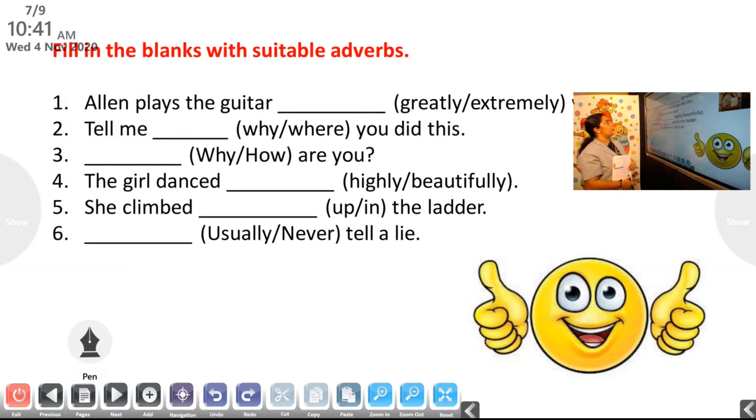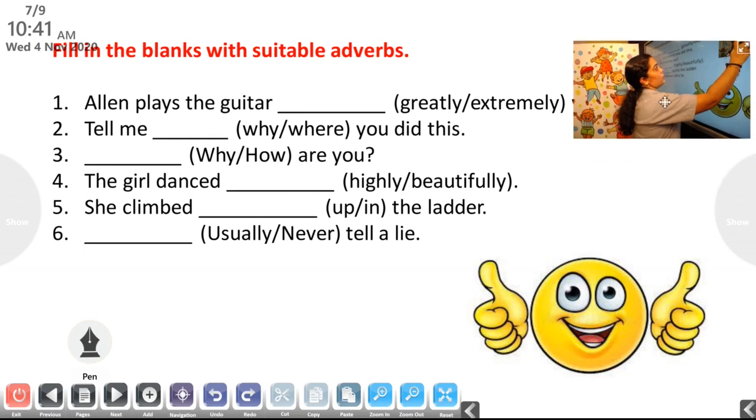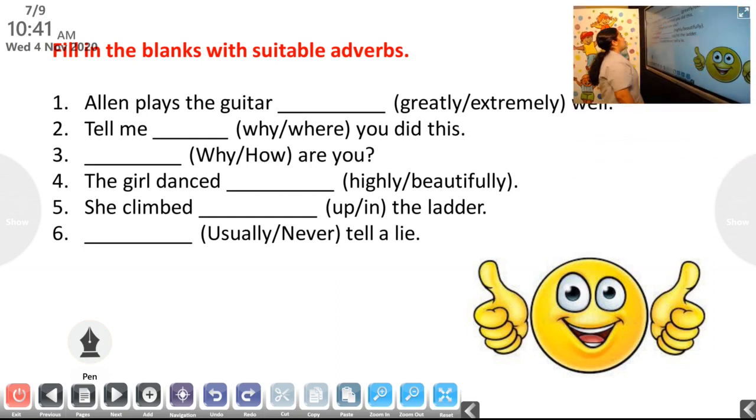Now one exercise is there in your textbook. Fill in the blanks with suitable adverbs. Alan plays the guitar. Two options are given in your textbook: greatly or extremely well. Which answer is correct? Greatly well or extremely well? Yes, extremely well. Alan plays the guitar extremely well.